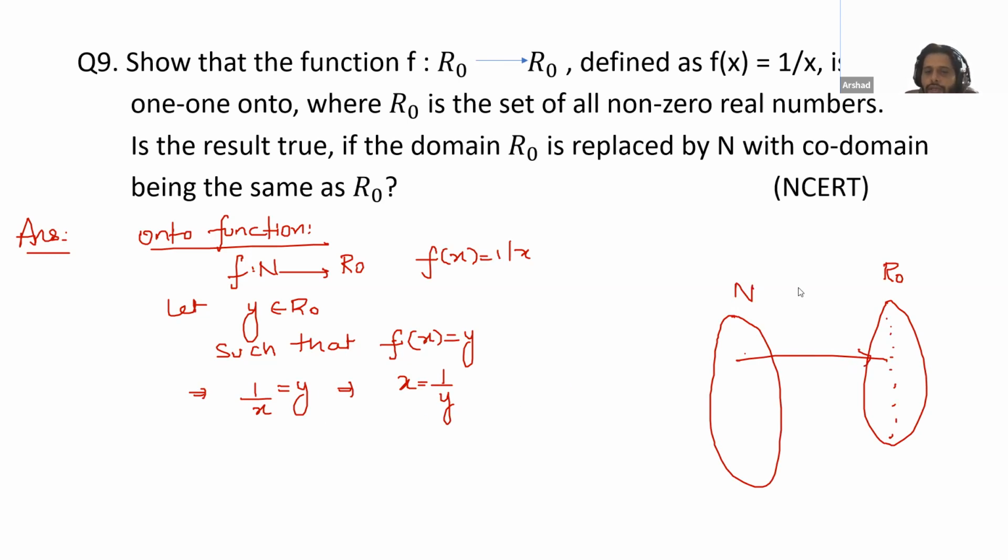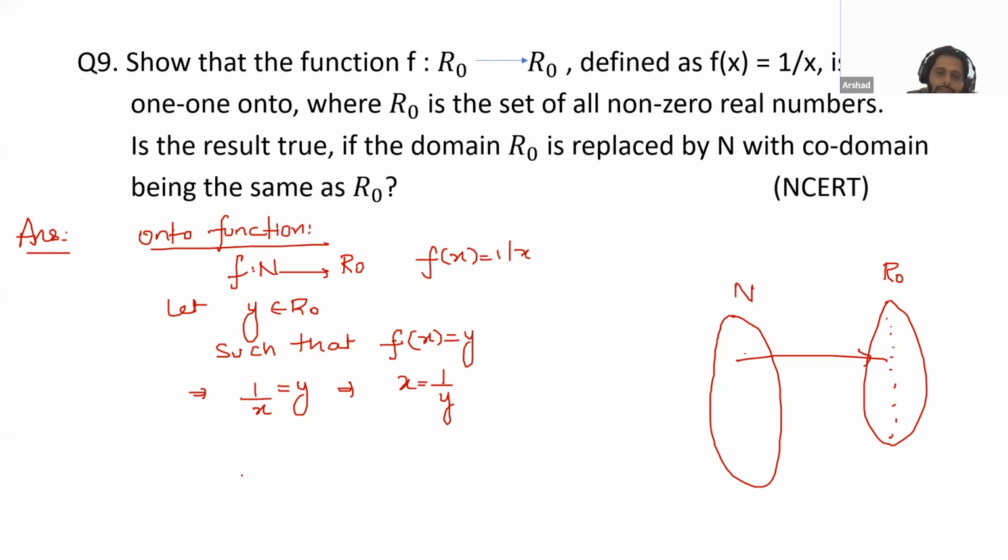So is there any value? Okay, think in this way. Give me a value of y so that this complete expression 1 by y will not be a natural number. Give me one value of y here so that 1 by y will not be a natural number. Natural numbers start from 1: 1, 2, 3, 4, 5, 6. Fractions are not natural numbers.